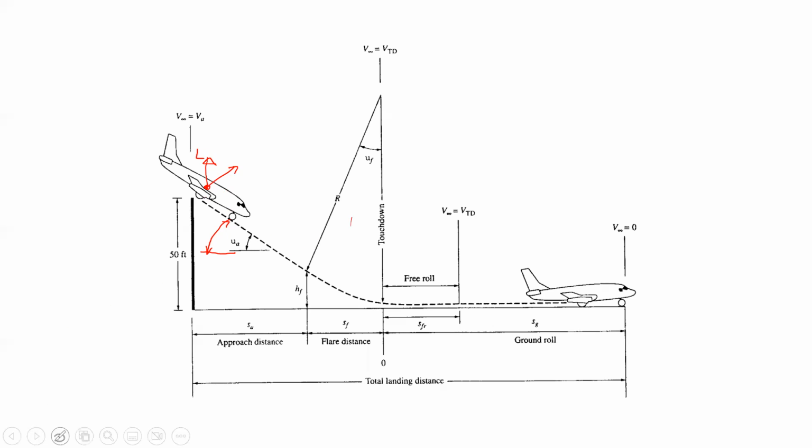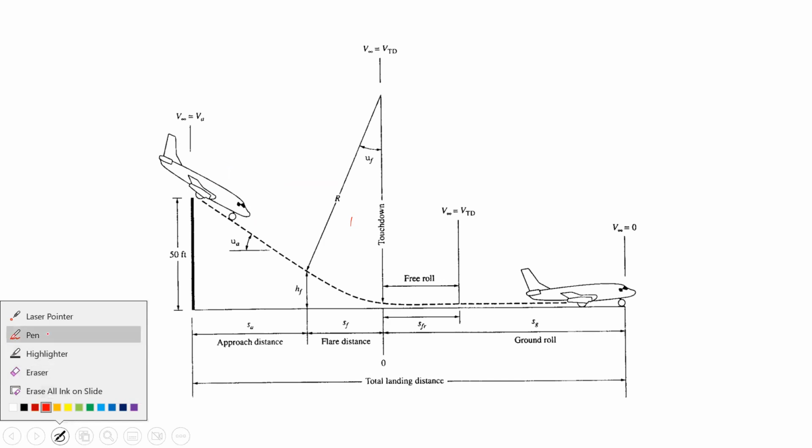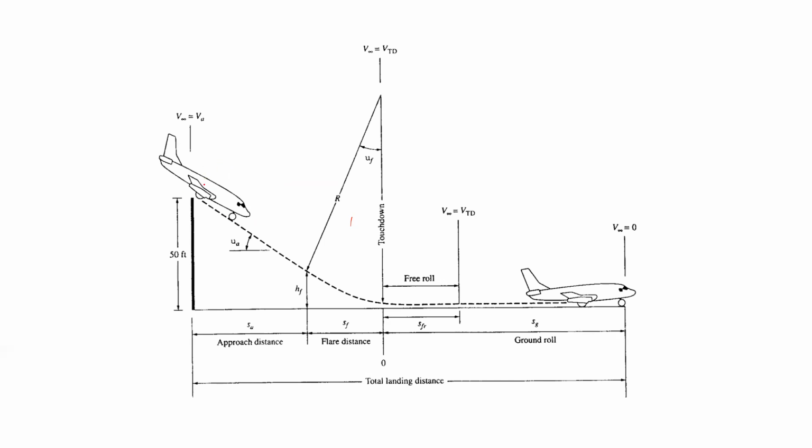So how do you define this direction? What do you say? Perpendicular to the flight path. Yeah, perfect. Perpendicular to the flight path, and this is the direction of the lift. And where will the weight be acting? Vertically downwards. This is the weight.